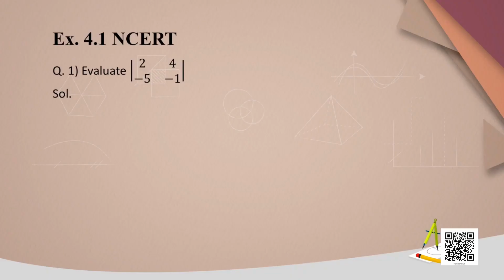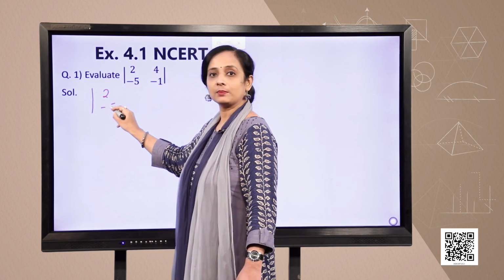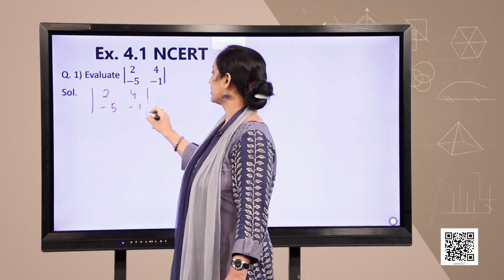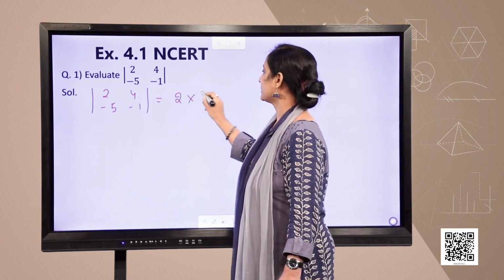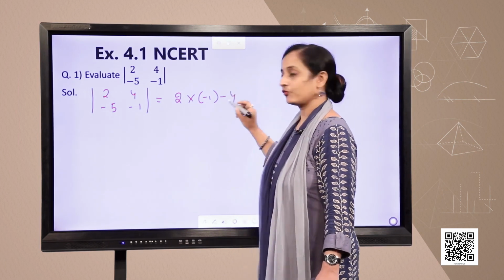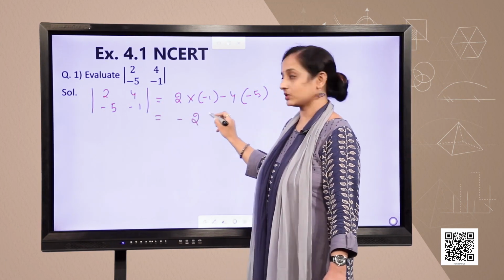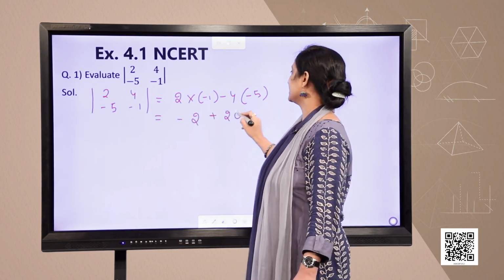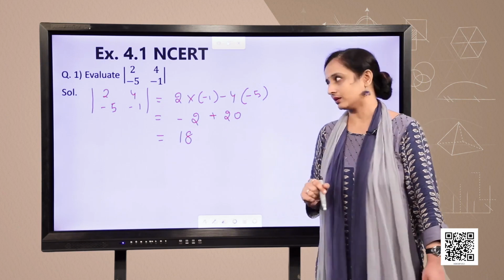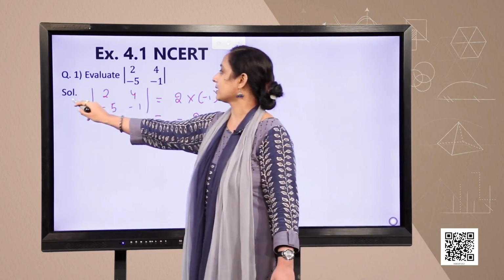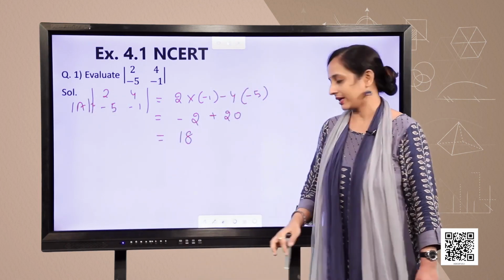Let's learn one more question from NCERT, how to evaluate this. So this determinant 2 minus 5, 4 minus 1 will be evaluated or expanded, you can say, 2 multiplied by minus 1 minus 4 multiplied by minus 5. When you simplify this, this becomes minus 2 plus 20. This is giving you plus 18. So that becomes the answer, determinant A. You can also write this as |A|. So determinant A is giving you value 18.